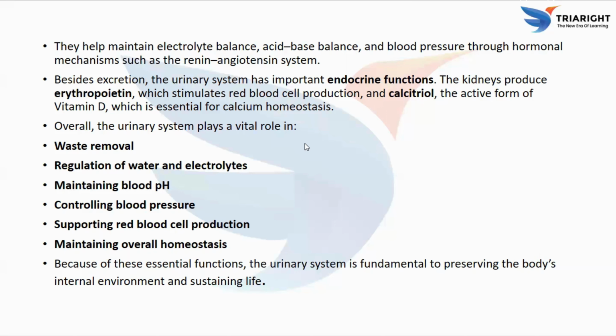The other function is the endocrine or hormonal function of the kidney. The kidneys are not just filters, they also act like hormone-producing glands because they produce erythropoietin and calcitriol, the active form of vitamin D. So what does this erythropoietin do? This hormone stimulates the bone marrow to make red blood cells. If kidneys fail, there will be less erythropoietin, and due to this anemia occurs.